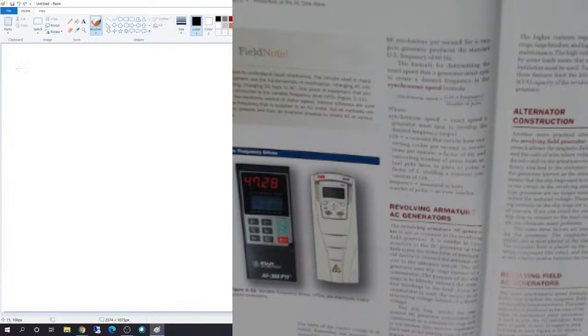Okay, so we have speed is equal to 120. This 120 is a constant.